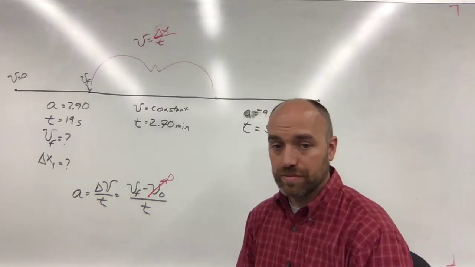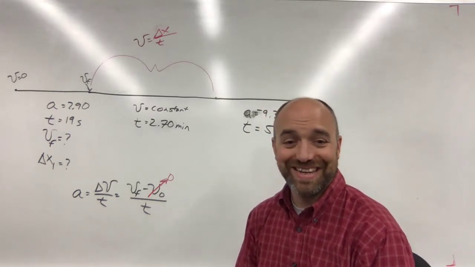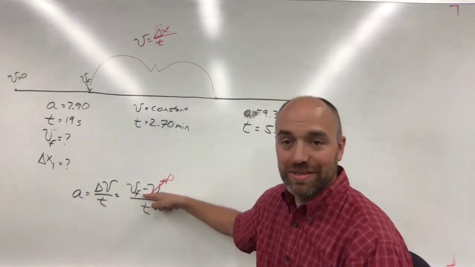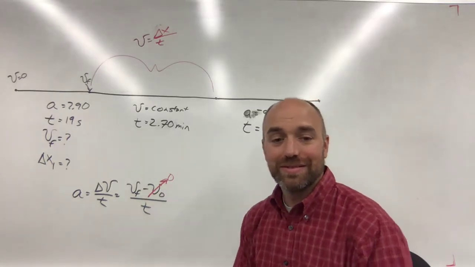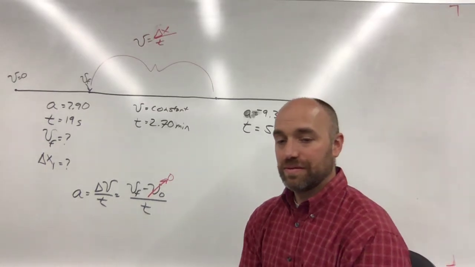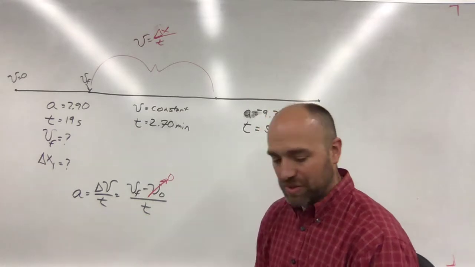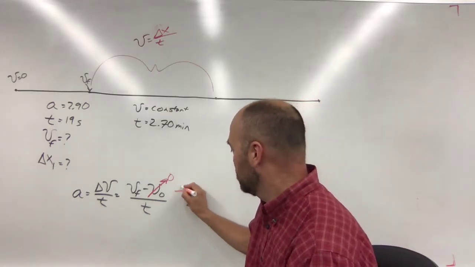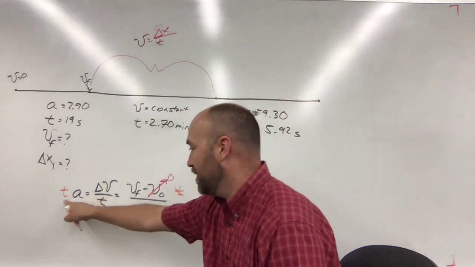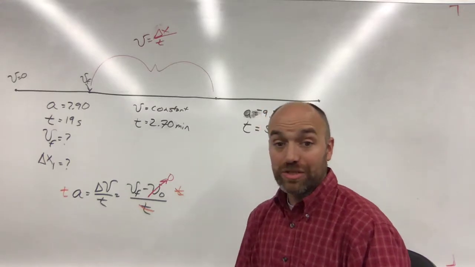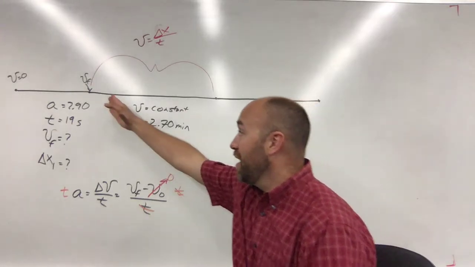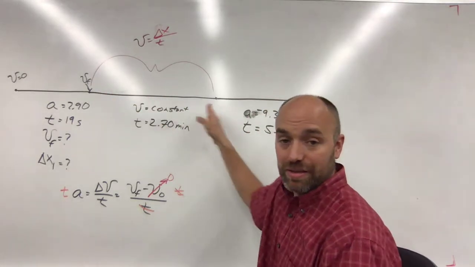What was the question you asked me? I don't know. Did I ask you a question? I think you asked me how would I... Oh yeah, how would you solve this equation for final velocity? Multiply t on both sides, right? Correct. Multiply t on both sides. And that'll cancel this out here, and so you have VF equals A times T. And so then you can find the final speed there. And whatever that final speed is, that is the speed for the second leg.